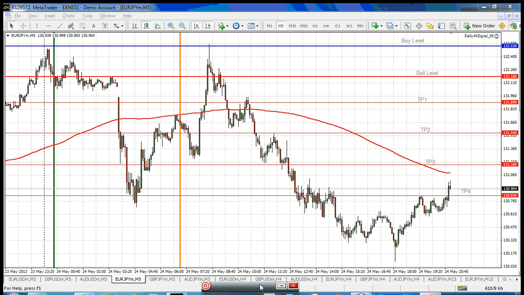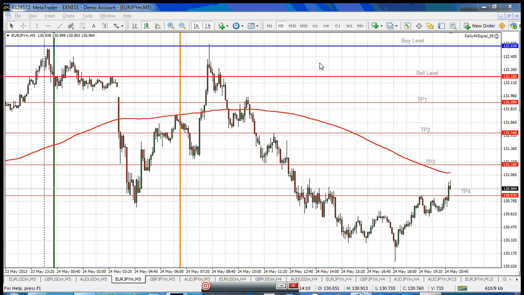Welcome to this particular video where we will be discussing how to trade my daily signals that I put up on my blog daily. So, this is a trade which happened on the 24th, last Friday, on the Euro JPY pair. You can see it as a 5 minute candlestick chart, and a lot of things are actually drawn on the chart.